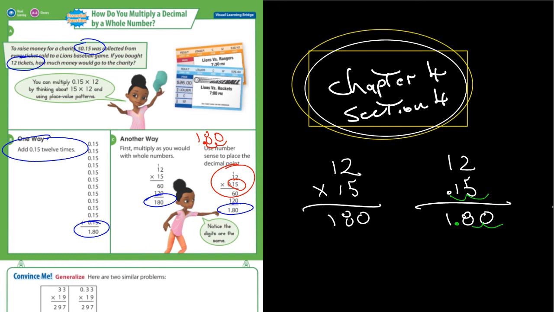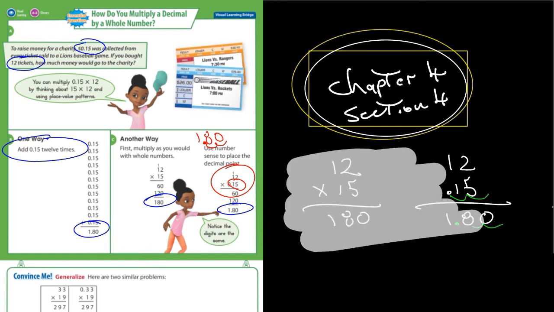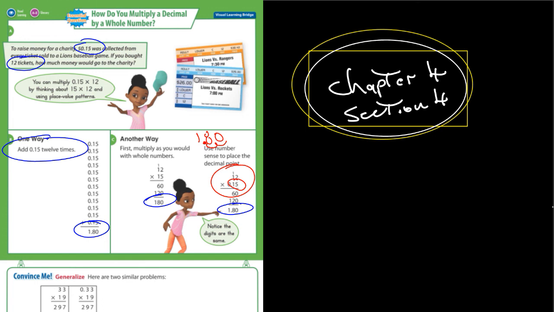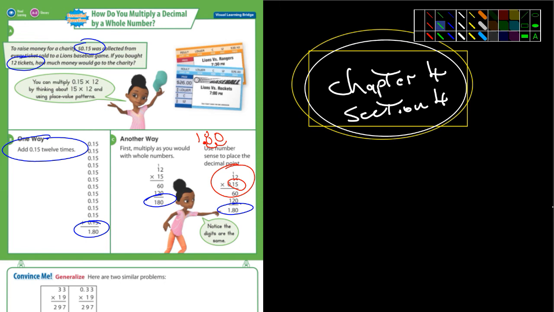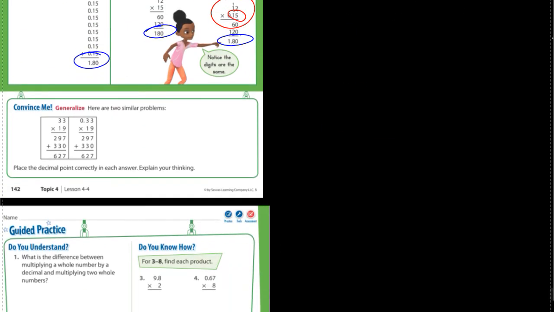Okay? Does that make it a little easier, thinking about it that way? I hope it does. I saw some lights go on. That was a good thing. All right, so look, let's look at what we got going here.